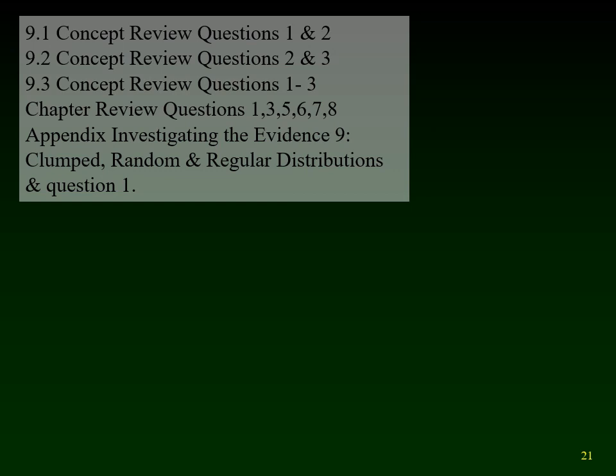And then go to the end of the textbook. There's an Investigating the Evidence, section 9, which is on clumped, random, and regular distributions, which actually shows you how to measure these distributions and be able to answer the first question, which deals with those creosote bushes we talked about when we were dealing with that concept in section 9.2.